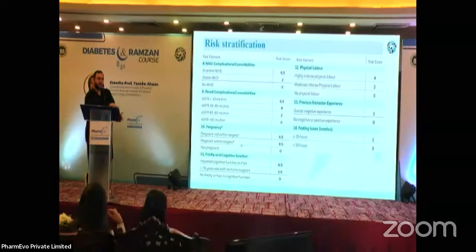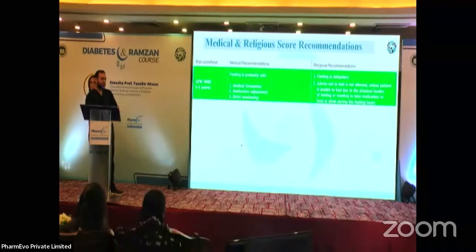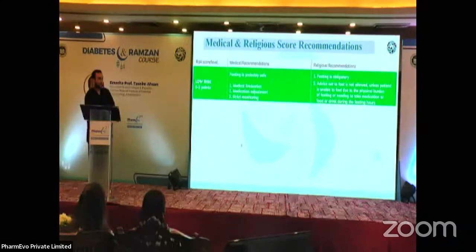And the last point to be considered in risk stratification is fasting hours. That depends on the locality where the person is living. If the fasting hours are equal to or more than 16, then we have to add 1 point. Now we have to do this individually for every patient and then see where the patient lands. If the total score falls between 0 to 3, then it will be considered low risk.